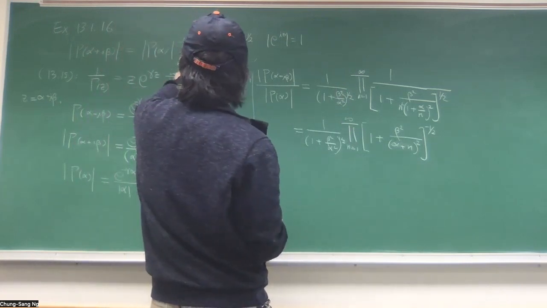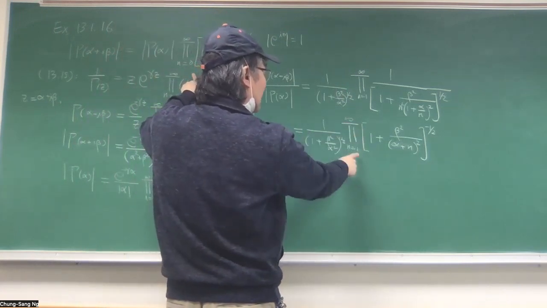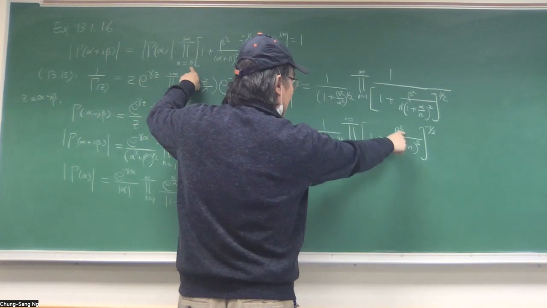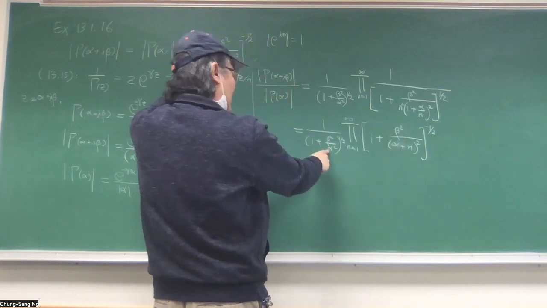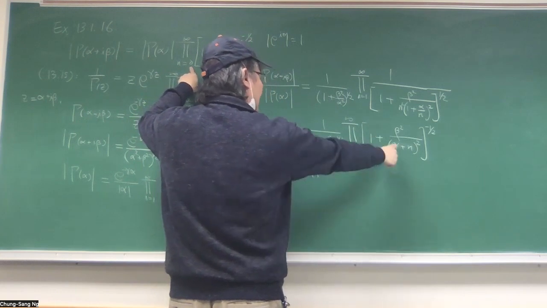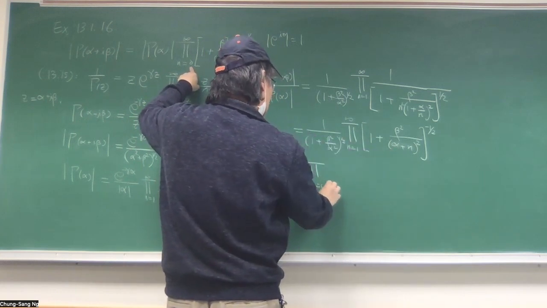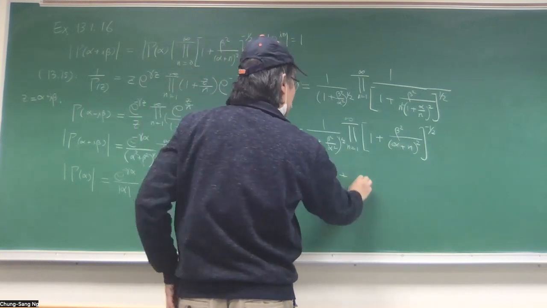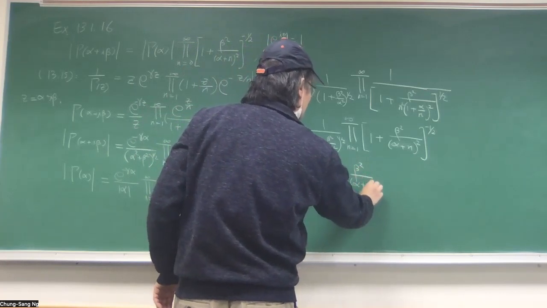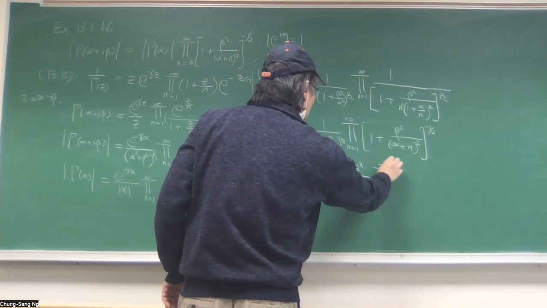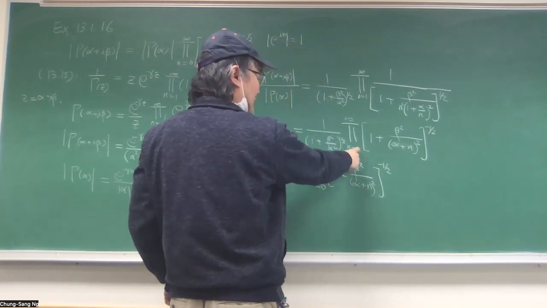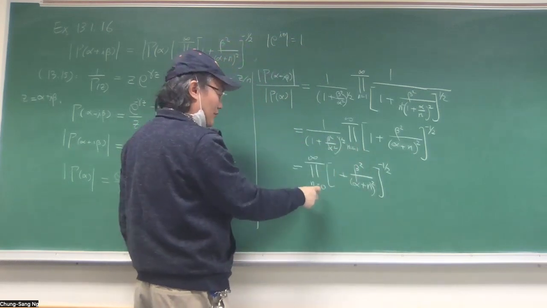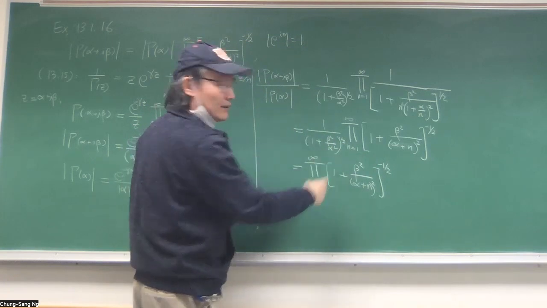The only thing that changes is this product goes from 0 to infinity, and this one from 1 to infinity. But if you add the zero factor, which is beta squared divided by alpha squared, which is exactly this factor, you can include that into this infinite product. That's good. So basically, this is the same as that because I changed the product from starting at one to starting at zero, but the zero factor is just this one. Okay.